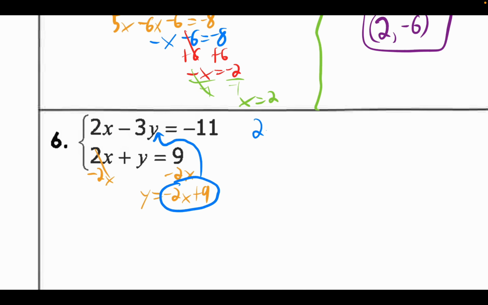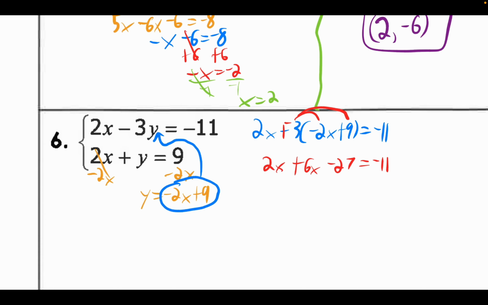I'm going to get 2x minus 3 times negative 2x plus 9 equals negative 11. Now, this can be a very tricky part here for a lot of people because of this negative with the 3. As we distribute, you must remember, going back to our very first unit in Algebra 1, that this is really a negative 3 that is multiplying with both negative 2x and positive 9. So it'll give me positive 6x and negative 27.